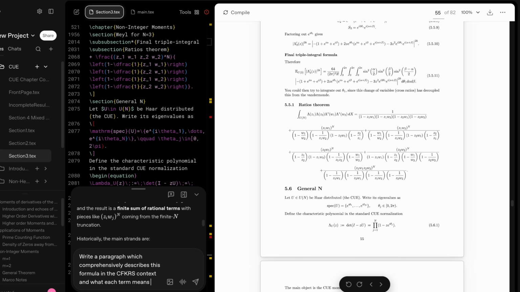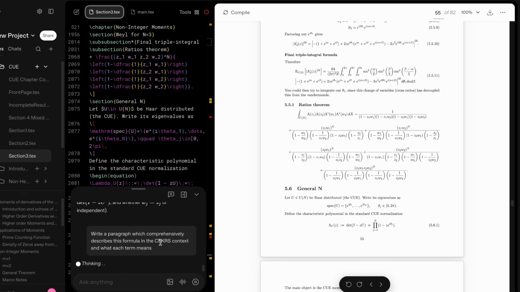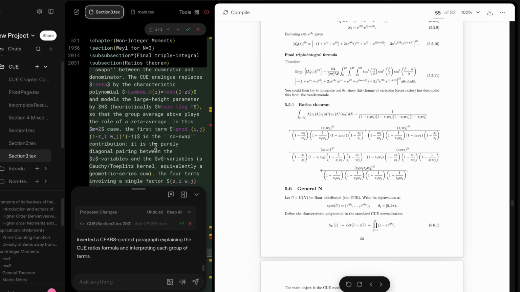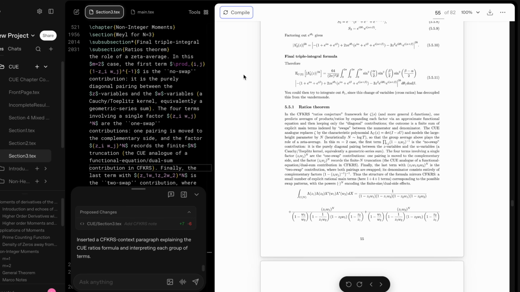So what I'm asking it now is, I've said write a paragraph which comprehensively describes this formula in this CFKRS context, so that's a specific paper, and what each term means. If it doesn't get this right, I'm going to be quite surprised actually, because I'm being quite explicit, asking it to basically come up with this idea of the swap terms. Okay, fair play. It's written a whole bunch. Let's see what it looks like.